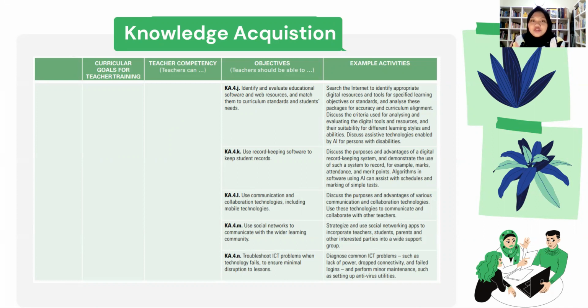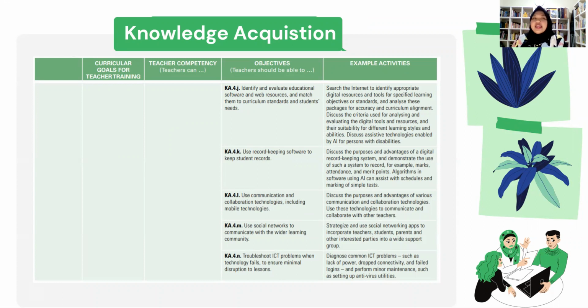The 11 objectives that the teacher should be able to use record keeping software to keep student records by discussing the purposes and advantages of a digital record keeping system and demonstrate the use of such a system to record, for example, marks, attendance, and merit points. The next objectives that the teacher should be able to use communication and collaboration technologies, including mobile technologies, by discussing the purposes and advantages of various communication and collaboration technologies.